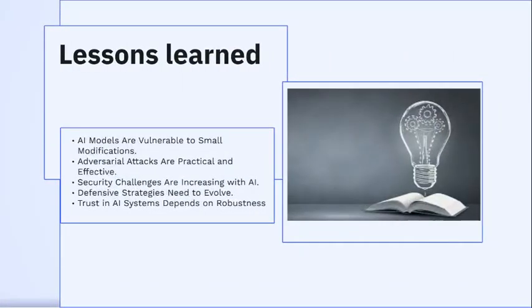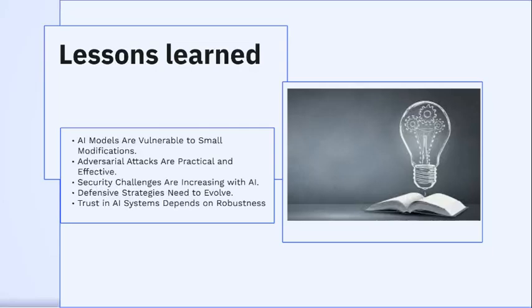So, what are the lessons learned from this experiment? AI models are vulnerable to small modifications. Even slight changes in input can cause models to misclassify anomalies. And adversarial attacks are practical and effective. Attackers can systematically evade AI models, causing real-world threats in fraud detection and cybersecurity.